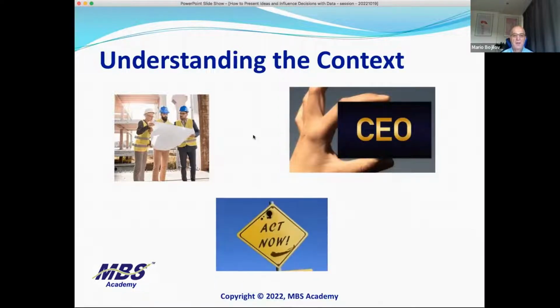Number two, what do you want them to do? After your session finishes, after your presentation finishes, what exactly do you want the outcome of that session to be?